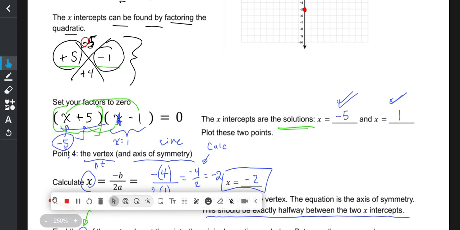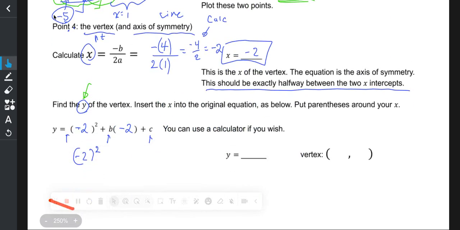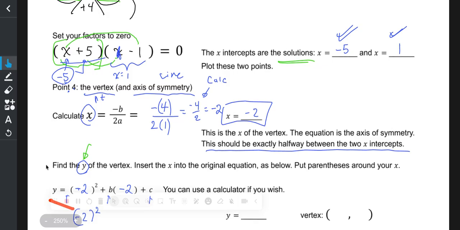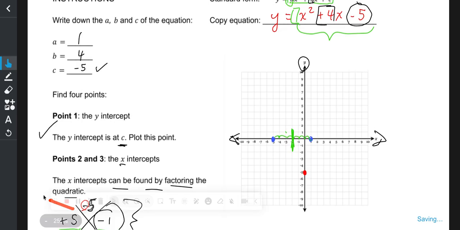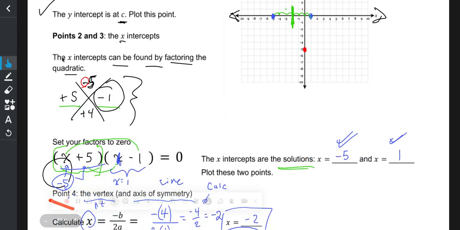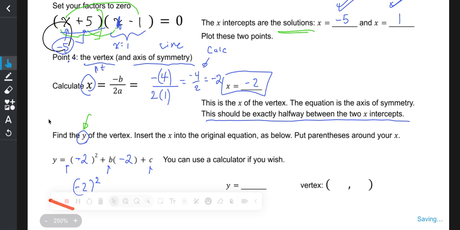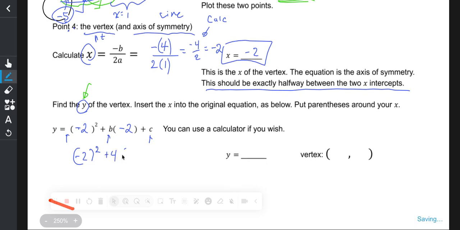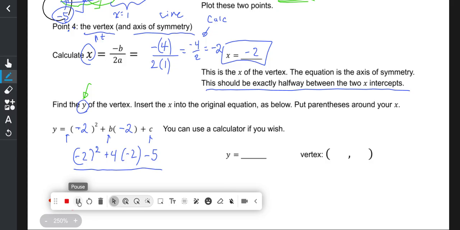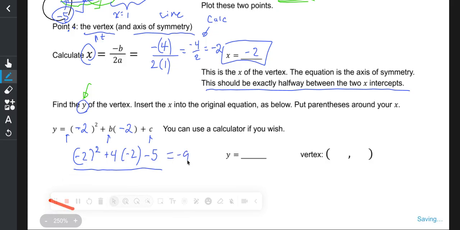And what was our b? Our b was 4. Plus 4 times -2 minus 5. Okay, all of this you can put into the calculator. And I'm going to do that right now. And that answer is -9.